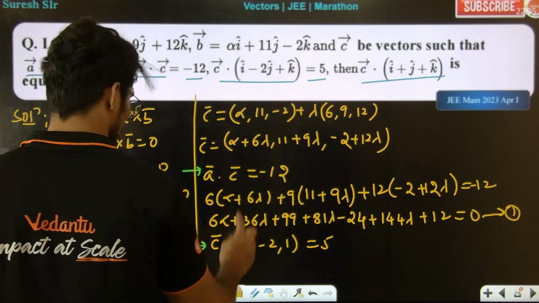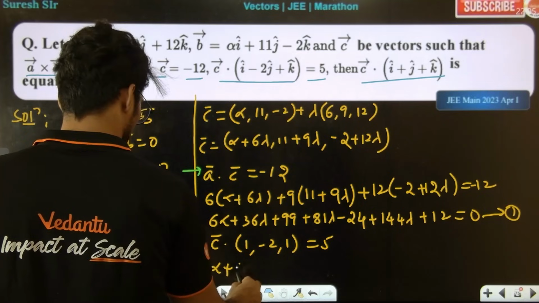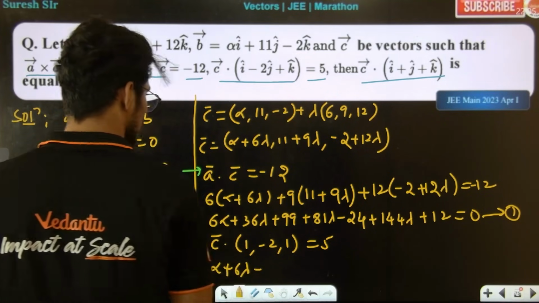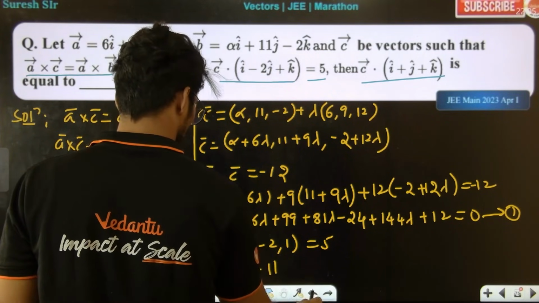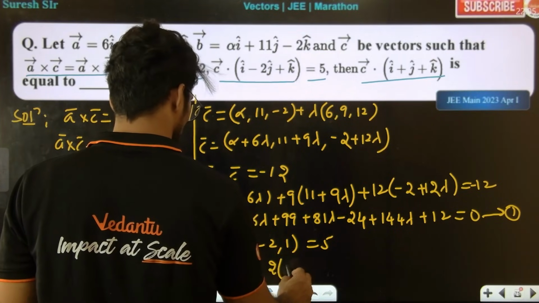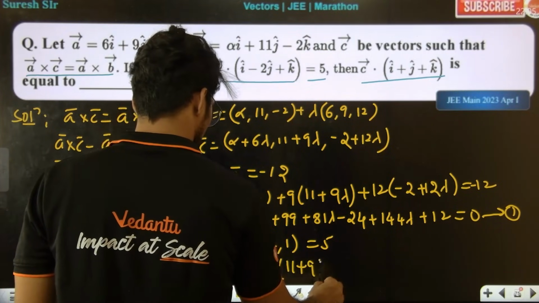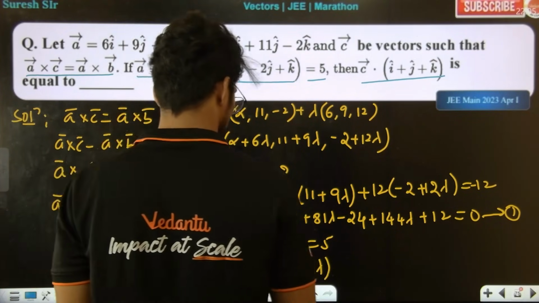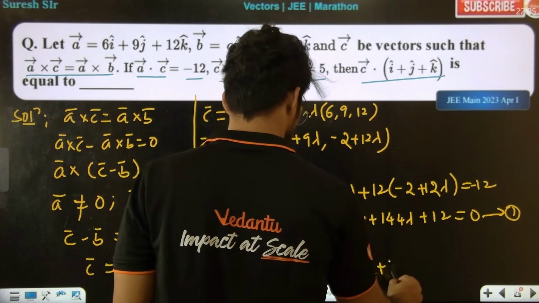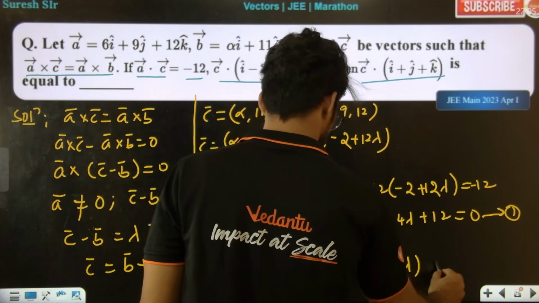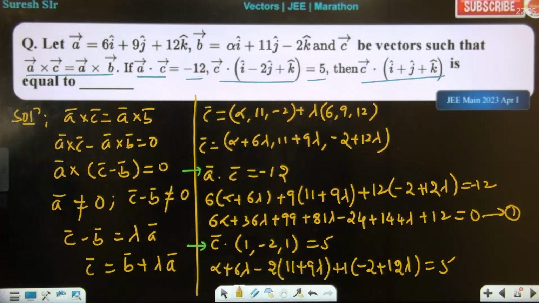Alpha plus 6 lambda minus 2 times of 11 plus 9 lambda, right? And then 1 into minus 2 plus 12 lambda is equal to 5, sir. Now if I simplify this, what am I going to get?